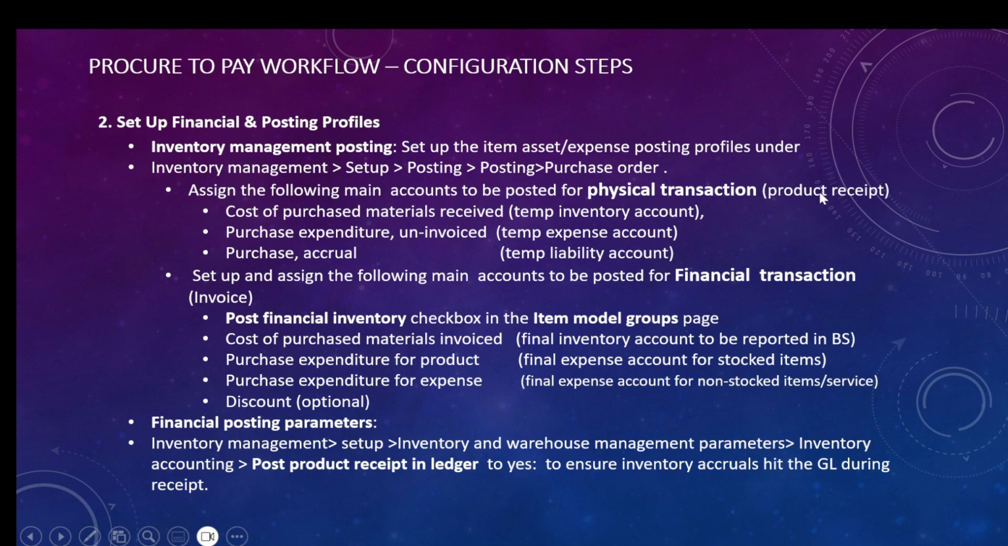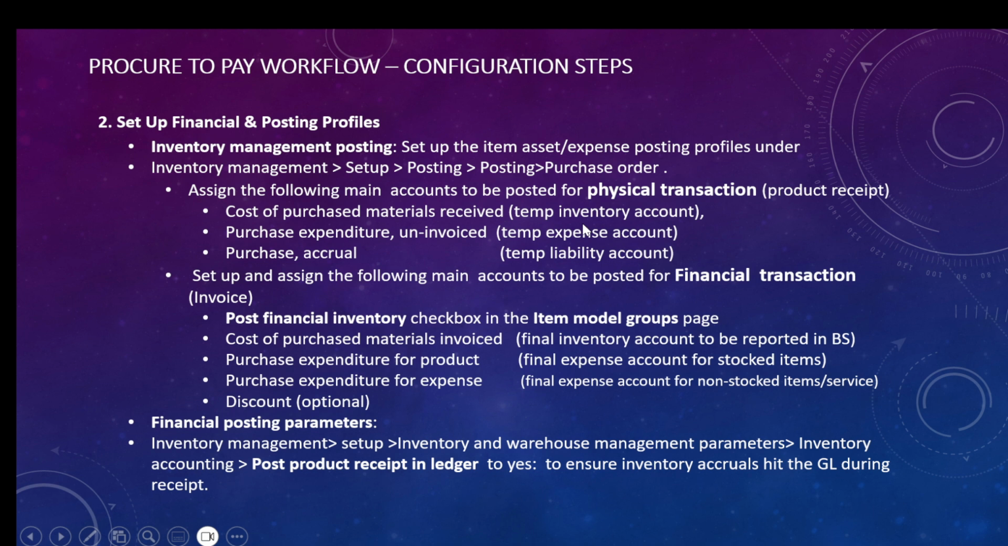Meaning, when I do a product receipt, these are the 3 accounts that are getting impacted. What are they? The cost of purchase materials received. This is a temporary inventory account. Please note that this is not the final, because you're just receiving. It is not a valid financial status of your inventory. Yes, you have received.